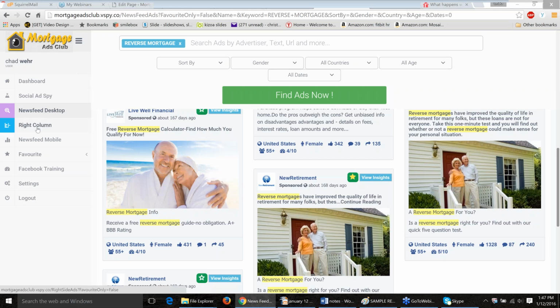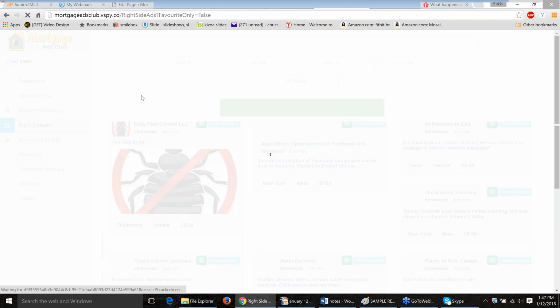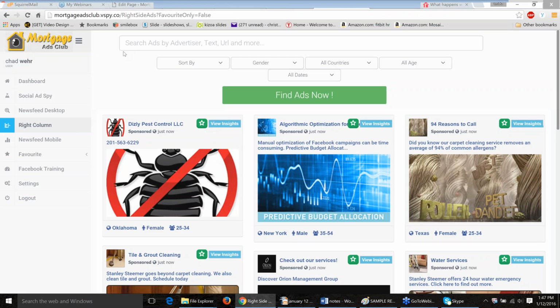and say, okay, now I want to search for right column style ads. The right column style ads are the smaller ads, and what this does is it pulls the data straight from a database that Facebook feeds to. So we're getting in new ads all the time. Right now it's just showing the most recent ads that have been posted, just random ads without a keyword, because we haven't put in a keyword yet.